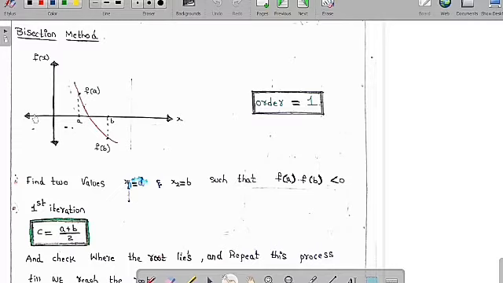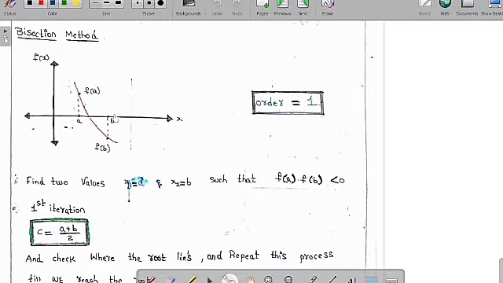Suppose this is the graph of the function f of x. You can see clearly I have taken two points a and b, such that for a the y value is f of a and for b the y value is f of b. You can see clearly here one is positive, the other is negative. So if you do the product, it has to be less than 0. So the order of the bisection method is always equal to 1. This is a very important point.